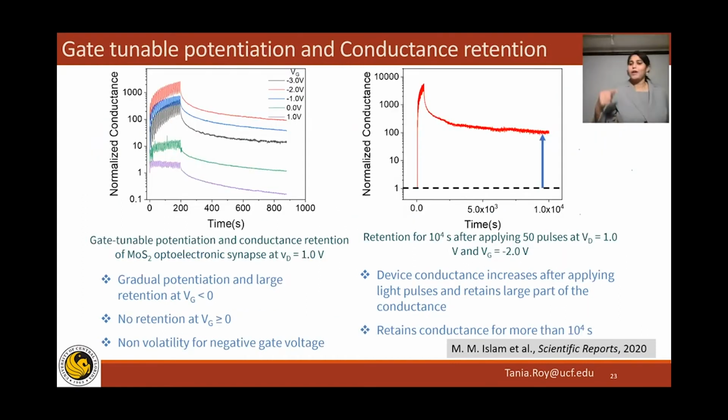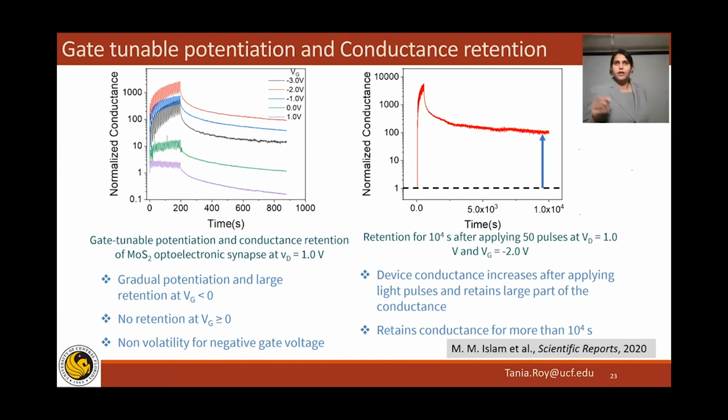But when we are again applying gate voltage, in this case negative gate voltage, what we observe is again the potentiation and then retention of the conductance state. And for high enough negative gate voltage, we are seeing retention of more than 10 to the power 4 seconds. This is happening because of, again, the persistent photoconductivity in MoS2.